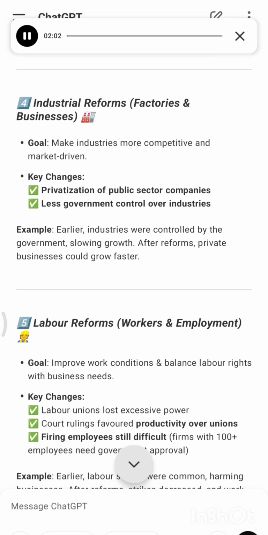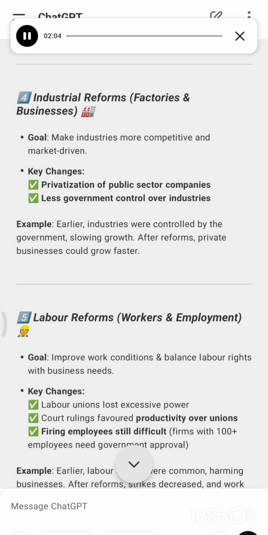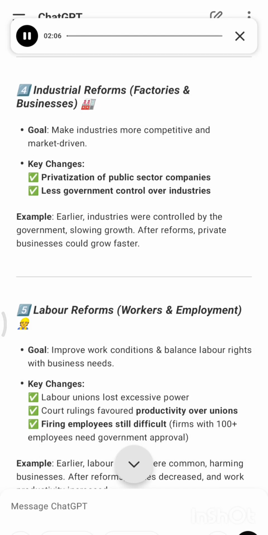4. Industrial reforms, factories and businesses. Goal: make industries more competitive and market-driven. Key changes: privatization of public sector companies. Less government control over industries. Example: earlier, industries were controlled by the government, slowing growth. After reforms, private businesses could grow faster.